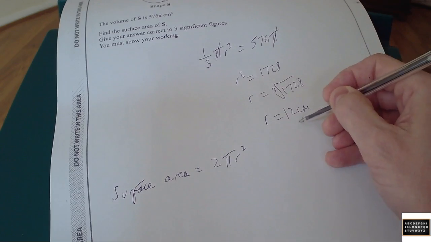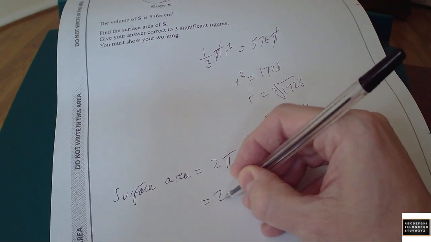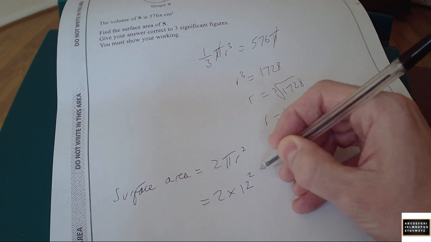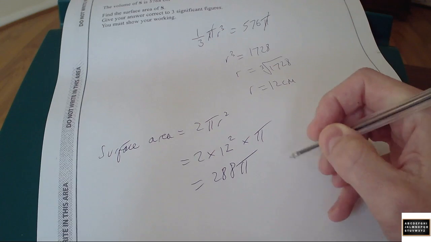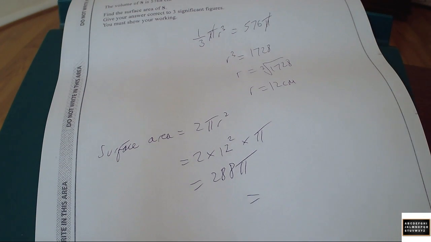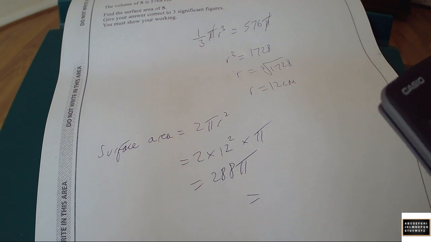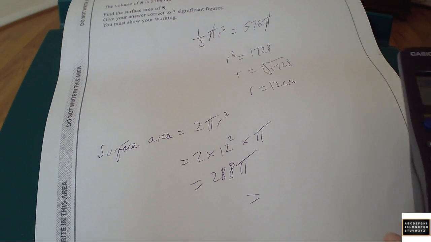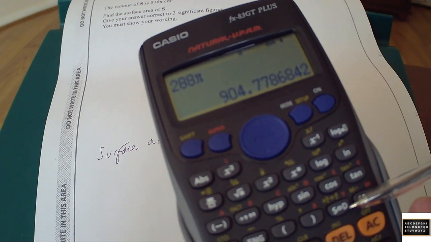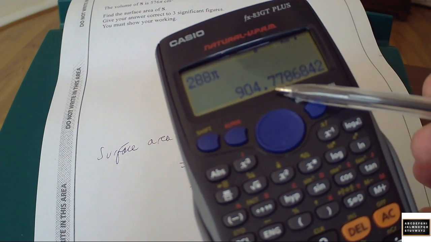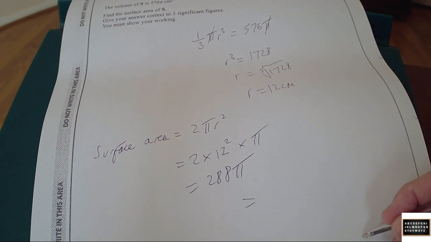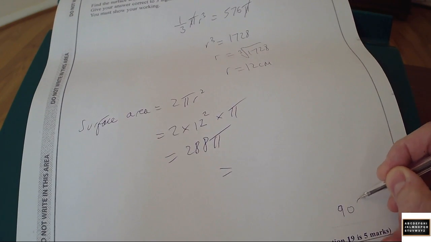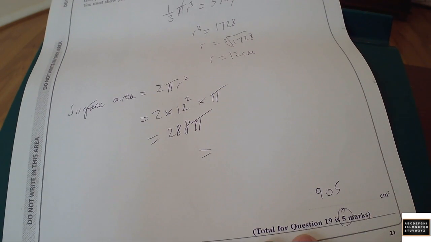And we know that r is 12, so I'm going to put in r is 12 here, put the pi at the end, so we're going to get 288 pi. Then all you've got to do is work that out and write it down to 3 significant figures, which is what the question asks for. You'll have to press the SD button, which again, a reminder is just there, and you'll get this, and the 3 significant figures is 905. So we're going to write that down here, and that will hopefully guarantee us our 5 marks.